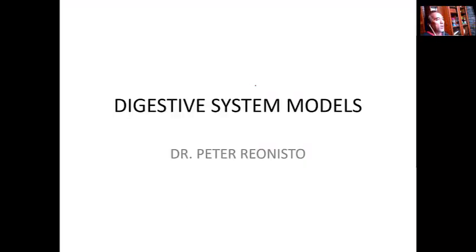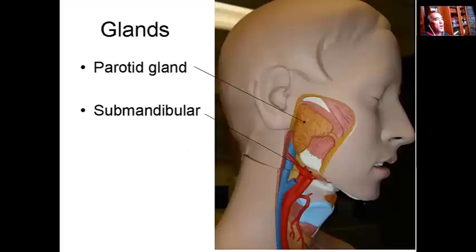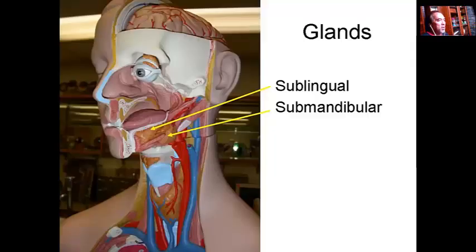Okay, your models. The first one is going to be the salivary gland. The salivary gland located in front of the ear is your parotid, and the one underneath the mandible, this is the mandible, underneath that is called submandibular. In order for me to show you the sublingual, I need to cut that mandible in order to be able to see the gland underneath the tongue, and that's going to be your sublingual gland. Okay, and submandibular located here.